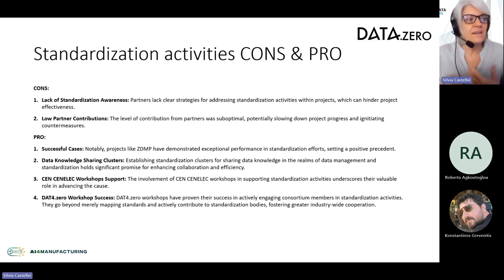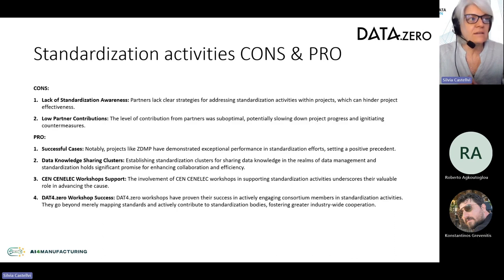So we initiated some countermeasures in order to address these problems. And we are learning and we are going to share this best practice so that other projects can benefit from this experience. But then we also have pros, good practice. For example, successful cases.